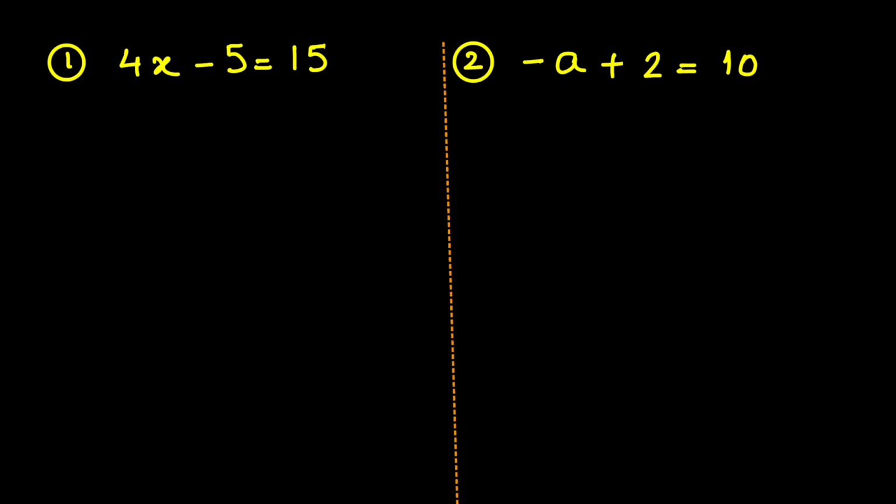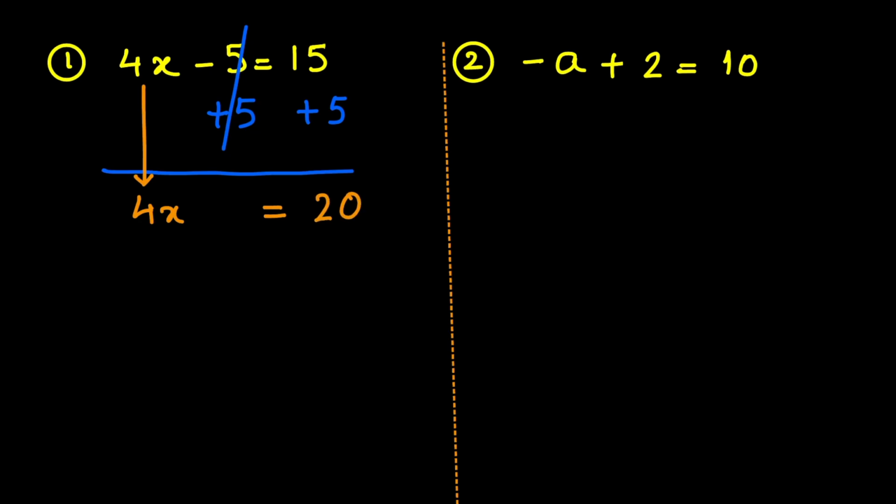Example 1. 4x minus 5 equals 15. The variable is x, the coefficient is 4, which is positive. So solving the equation using two steps. We have minus 5, so the opposite operation to minus 5 is plus 5. We write plus 5 on both sides. Minus 5 and plus 5 get cancelled. So here it is 4x equals 15 plus 5, which is 20. So we get 4x equals 20.